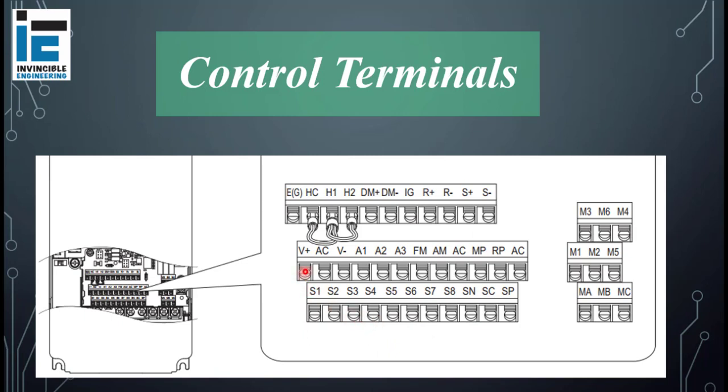Here are V positive, analog common, V negative, analog 1, analog 2, analog 3, frequency monitor, current monitor, and again analog common. These are programmable relay outputs, used to monitor the state of the VFD. For example, if the VFD is tripped, this relay will turn on. We can use multiple relays by our programming.